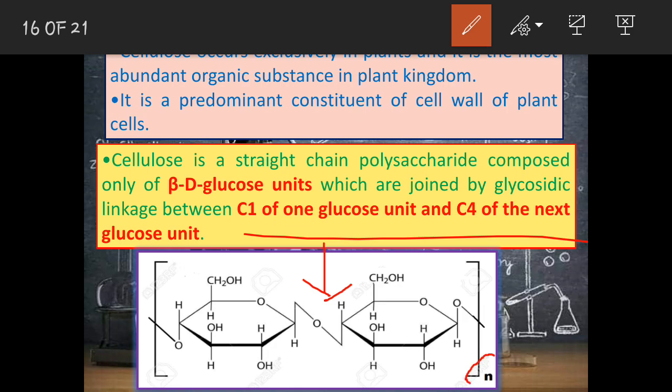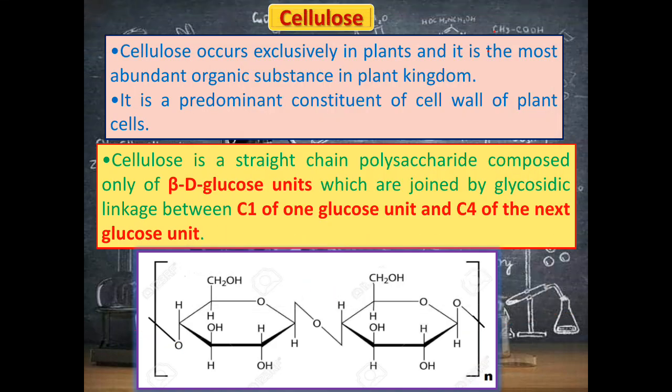This chain continues n times. That means this beta D plus glucose links with a neighboring one, and that links with another neighboring one, like this. The chain continues n times, and this is the structure of cellulose, composed of beta D plus glucose units with a C1 C4 glycosidic linkage. Very important for 2 marks.